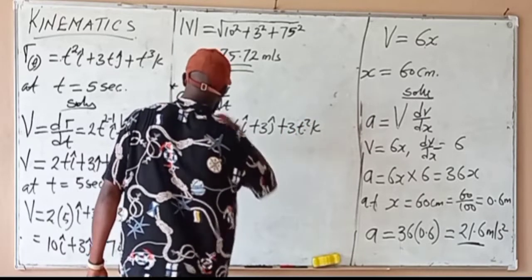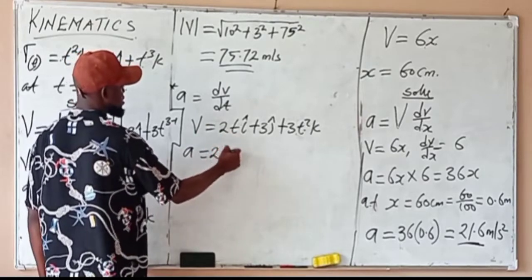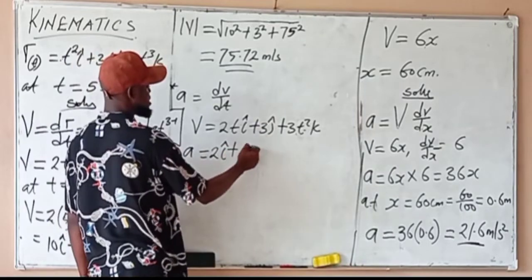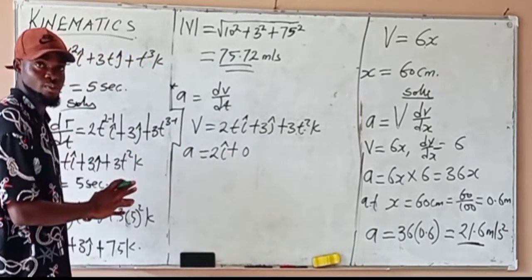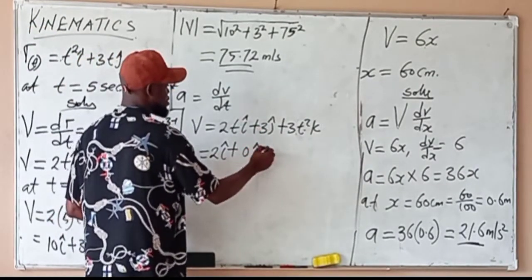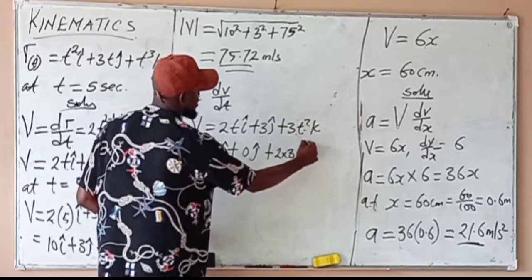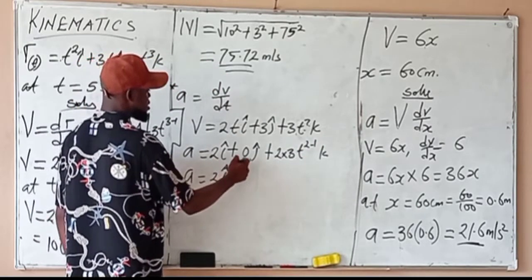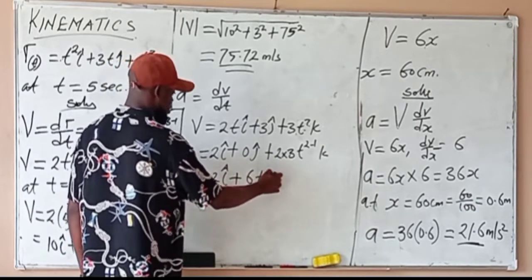So differentiating this one, our a will be: differentiating 2t, we have 2, the t will subtract because we have power. Differentiate anything that doesn't have t, it will be 0. Differentiate 3j, because it doesn't have t, to be 0. Differentiate 3t squared to be 2 times 3 and t to the power 2 minus 1, k. That is going to give us 2i plus 0j plus 6t k.